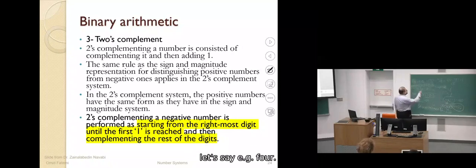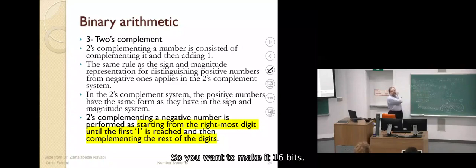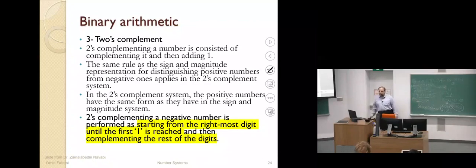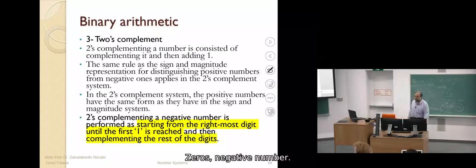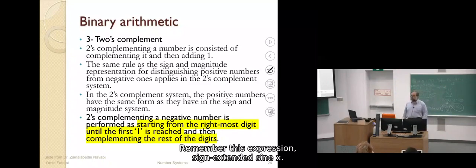If it is a positive number, let's say, for example, 4, we have 4 like this. You want to make it 8 bits. So this is 8 bits. You want to make it 16 bits: 0, 0, 0, 0, 0. But this is -4. If you want to make it 16 bits, you have to sign extend it. Okay? So, in short, if you want to extend a positive number, you add zeros. But if you want to extend a negative number, you add ones. Yes, exactly. Sign extend. You remember this expression, sign extend it.